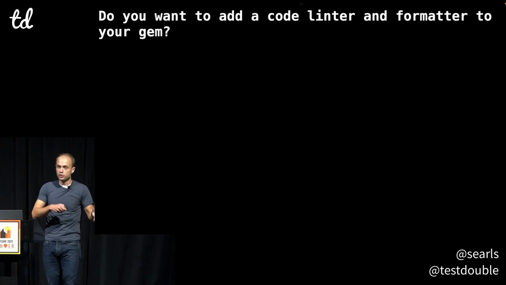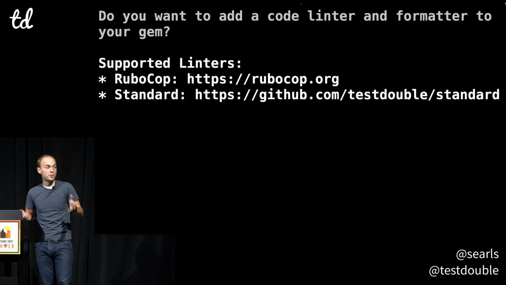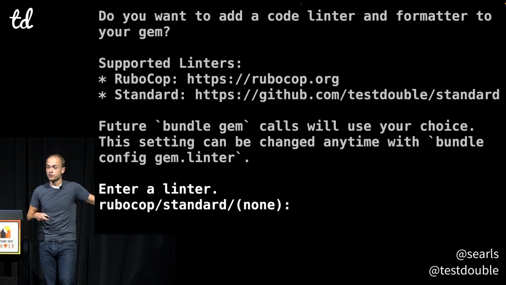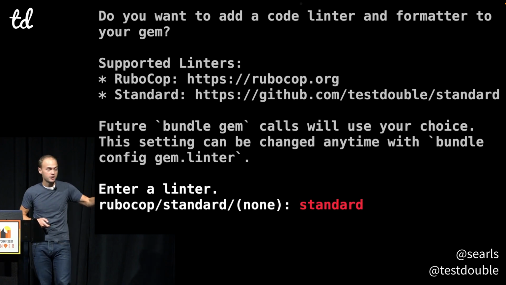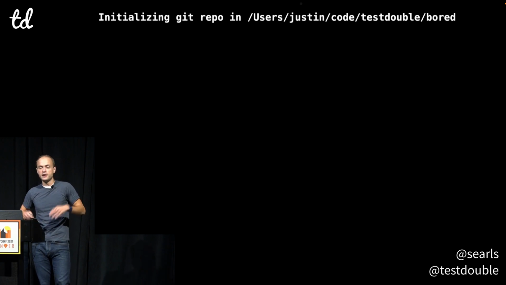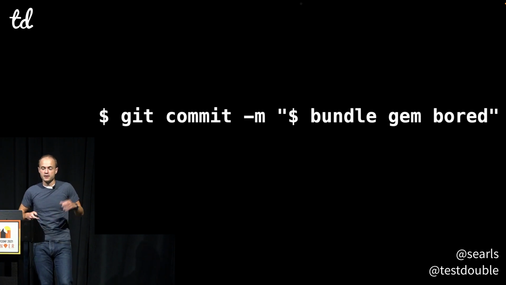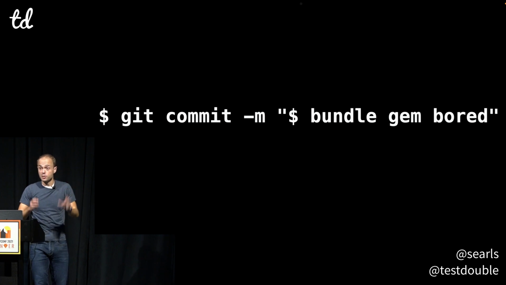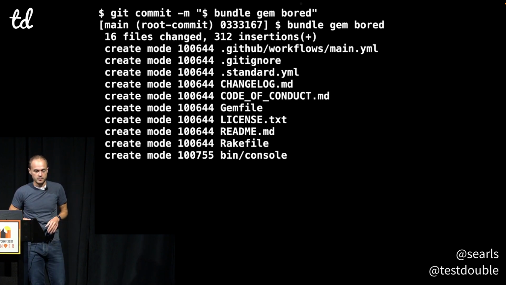And then do you want to add a code linter and formatter? So your options here are RuboCop and Standard. This is the first thing I ever contributed to Bundler, this feature. I was excited to do it because we maintain Standard at Test Double, so I'm going to use Standard. And then it initializes a Git repo here. And then the next thing I do is I just run git commit, bundle gem board. Whenever I generate a new file, a new project, I like to commit it right away, so that way anything that I change, I know is something I did. So let's go ahead and commit it.